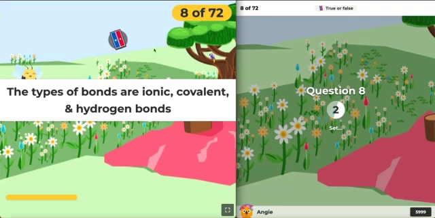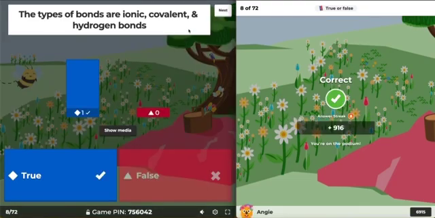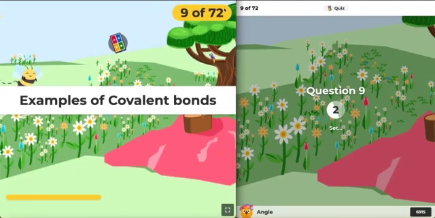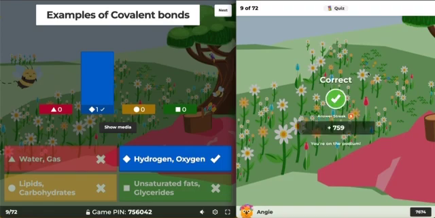True or false? The types of bonds are ionic, covalent, and hydrogen bonds. And that is true. Those are the three main types of chemical bonds. Examples of covalent bonds would be hydrogen and oxygen. Hydrogen and oxygen are examples of covalent bonds because they share electrons.